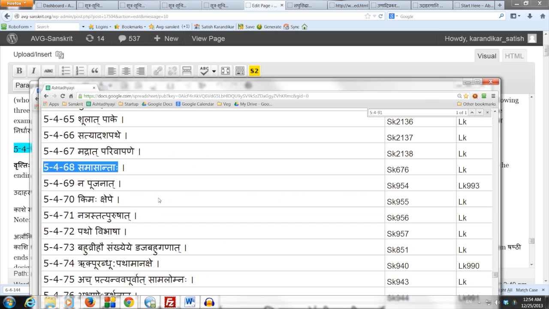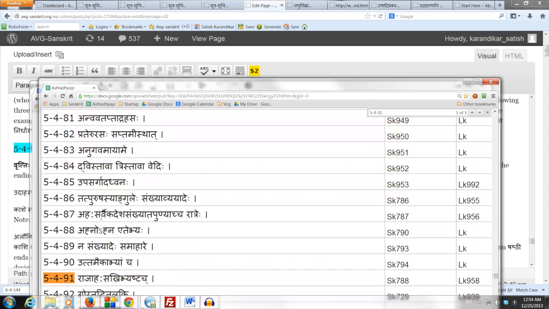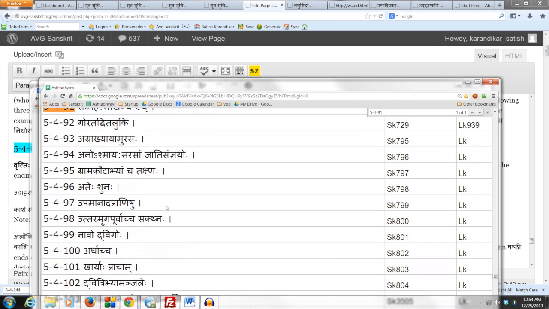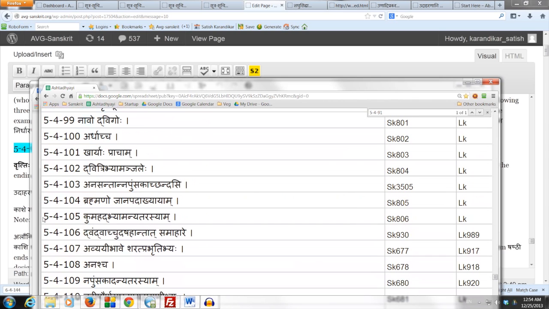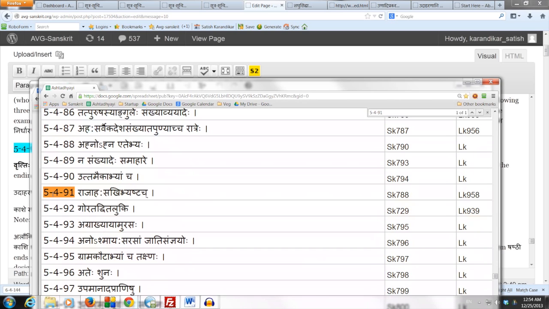Now within this adhikara of samasantaha, we have already noted that the anuvritti of tatpurushasya starts from 5-4-86 tatpurushasyangulehe sankhyavyayadehe and runs down through all the rules up to the rule 5-4-105. Let us now take an important rule in this section.